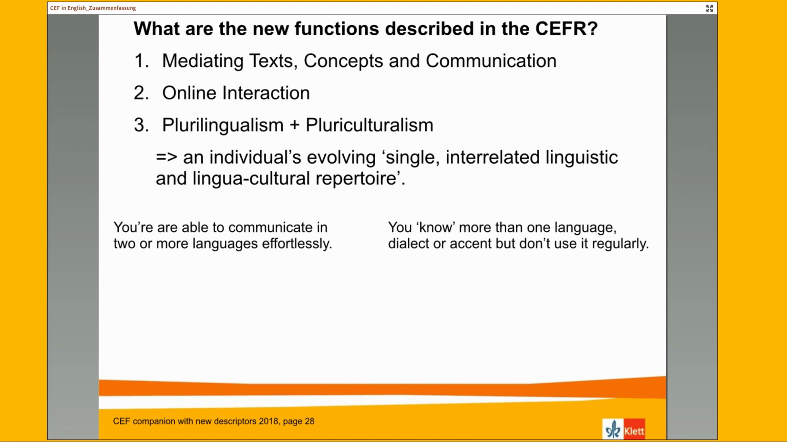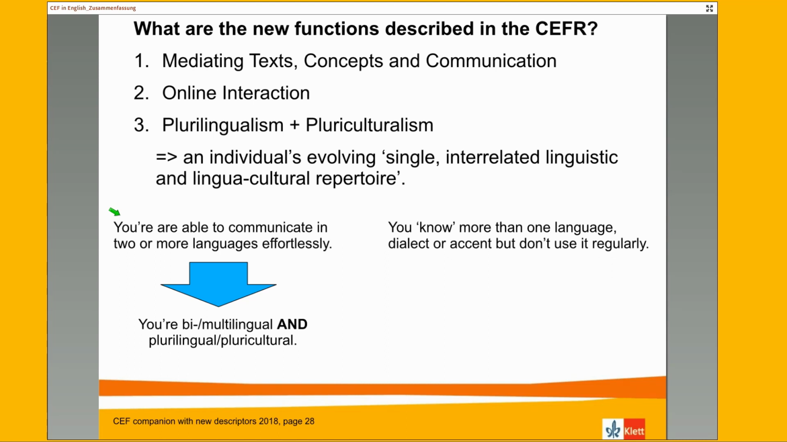Just a word of caution, plurilingualism is not the same as multilingualism. If you look at the right side here, you're able to communicate in two or more languages effortlessly. That makes you a bi or multilingual person. When you can converse with different people in different languages and you can switch between these languages effortlessly, then that makes you a multilingual person.